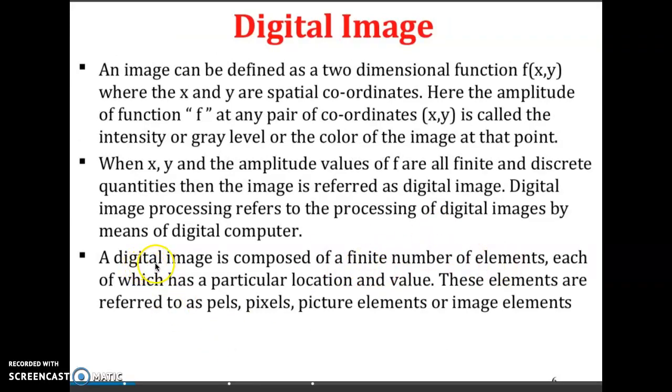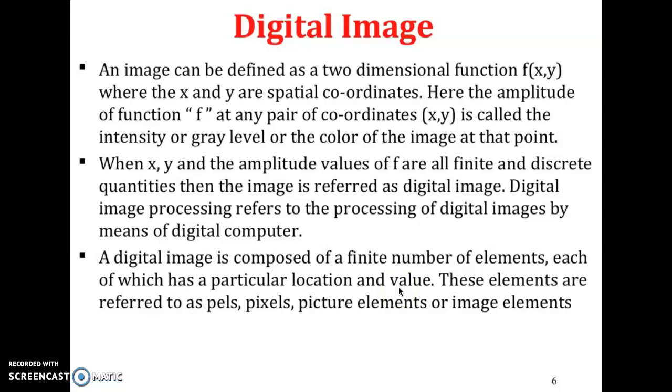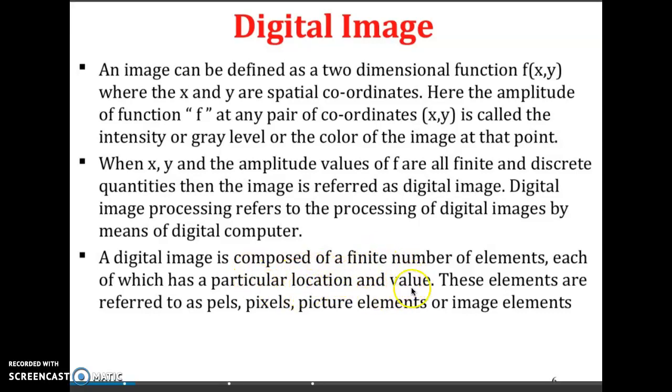The digital image consists of a finite number of elements, dots. Each of those elements has a particular location and value. So we can put a matrix of dots on the analog image, and each dot has a particular location and value. Those elements are referred to as image elements or picture elements or pixels or pels. The dots in the digital image are referred to as pixels or pels in short.